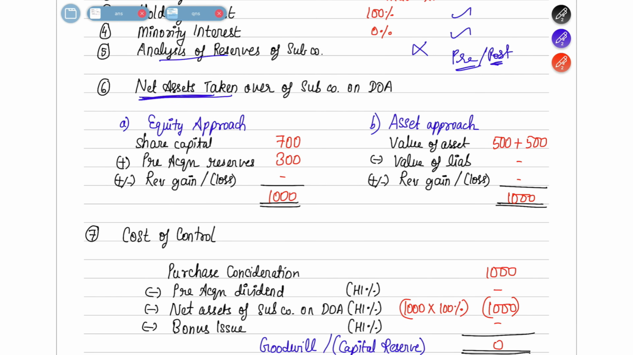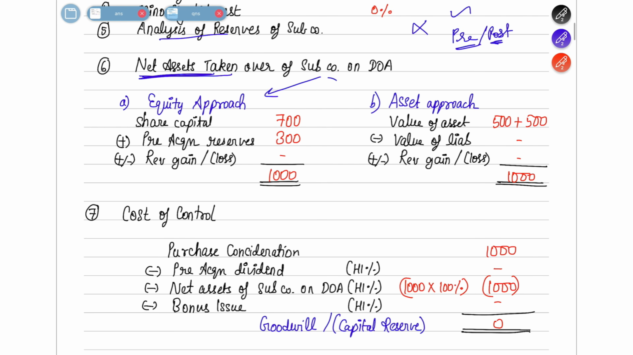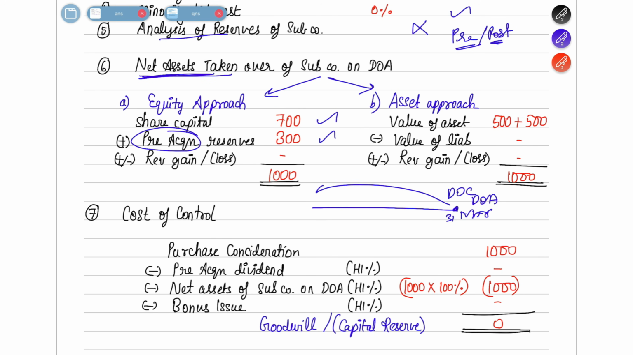Okay, the next step is net assets taken over, which you can find out by the equity approach or the assets approach. If you go by the equity approach, the share capital was 700, then you had reserves of 300 in the question. Why have we written 300 as completely pre-acquisition reserves? Because like I told you, we are consolidating on 31st March, and the date of acquisition also lies on 31st March. So the entire reserves which were outstanding, or created during the year, are pre-acquisition reserves only. So we write the entire 300 here, and the total 1000 is your net assets using the equity approach.